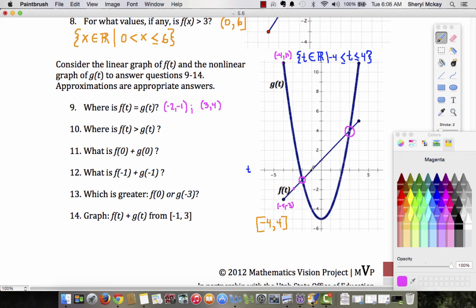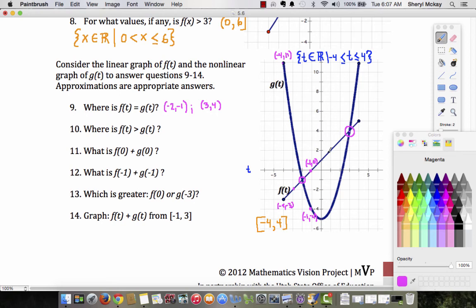But what happens when I go over here, say, to this value? What if I say when t is -1? When t is -1, f of t is 0, right? And when t is -1 here, g of t is -4. Well, now f of t is greater than g of t. So we know that right here, f of t is greater.